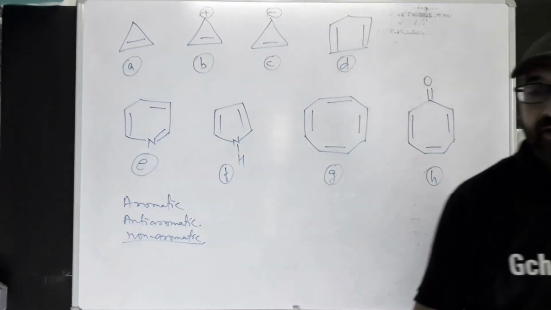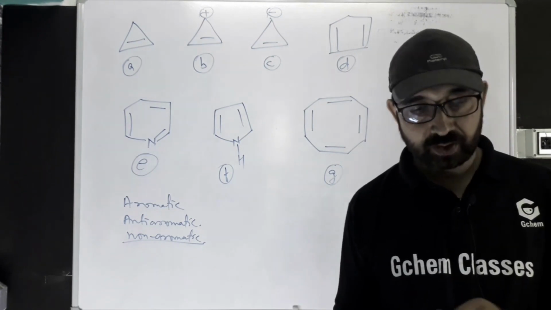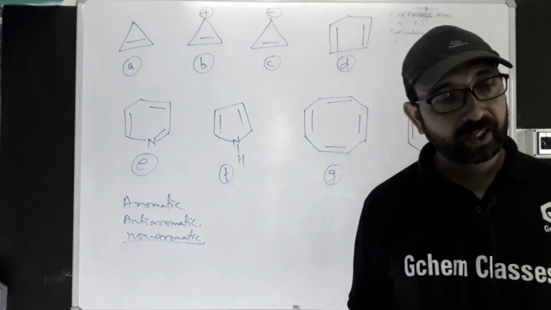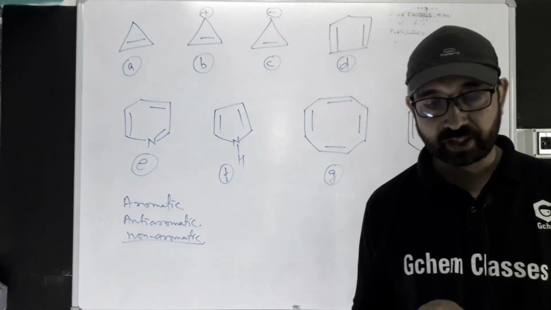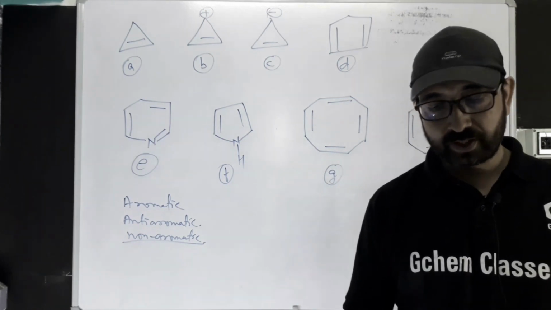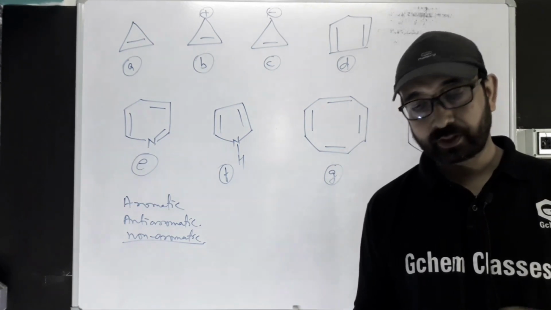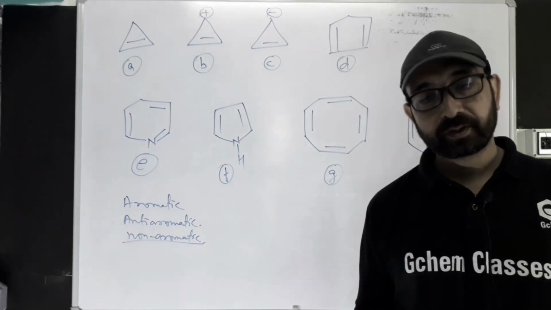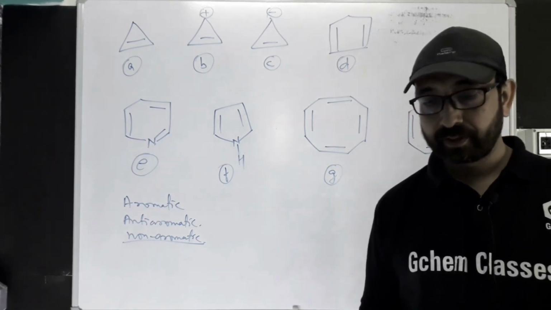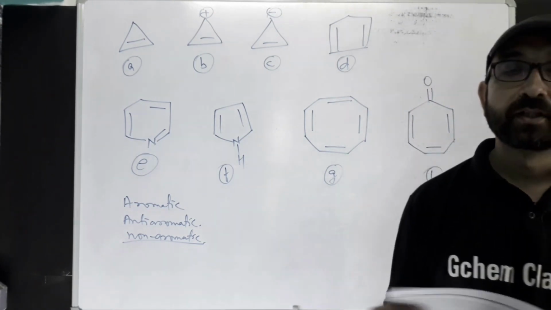So in your syllabus, how many units are there? You just see. Organic chemistry, they have 16 units. Physical chemistry, they have 15 units. And inorganic chemistry 13 units.